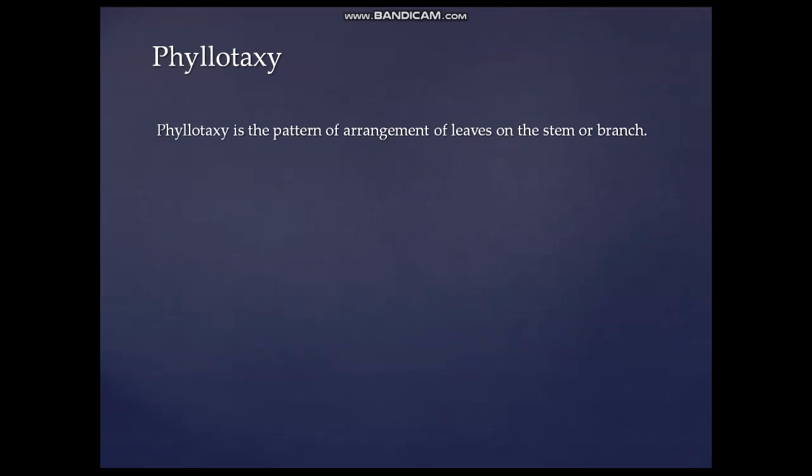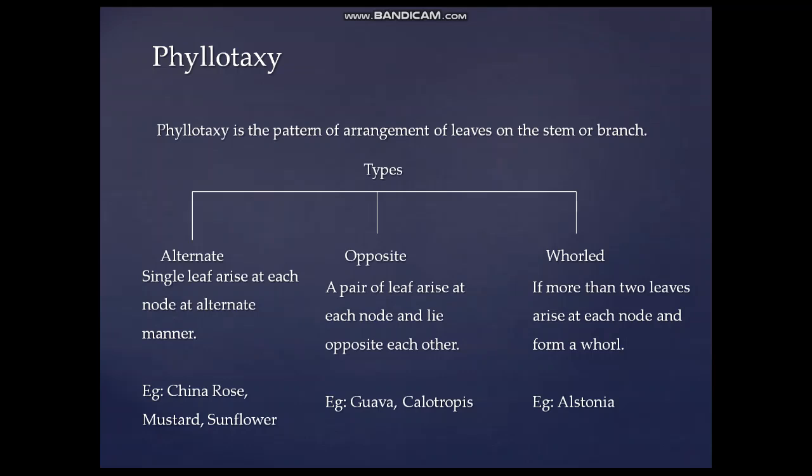The next one is phyllotaxy. Break this word and find its meaning. Taxy means arrangement. Phyllo means leaf. So the definition becomes arrangement of leaves on the stem or branch. On the basis of phyllotaxy, it's of three types. Number one, alternate, second, opposite, and third one is whorl.